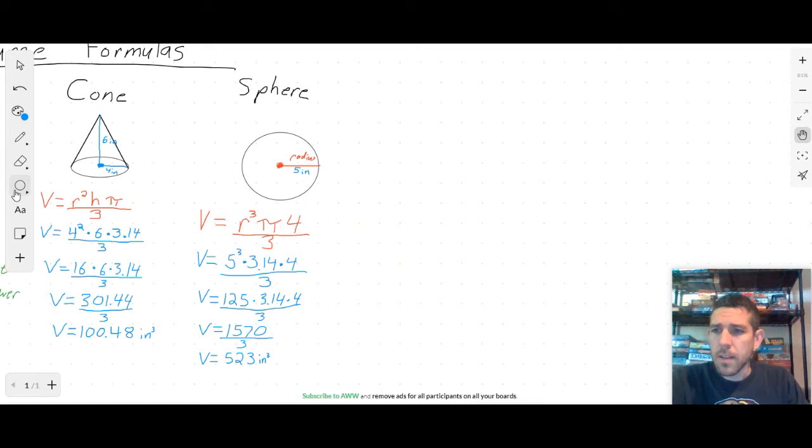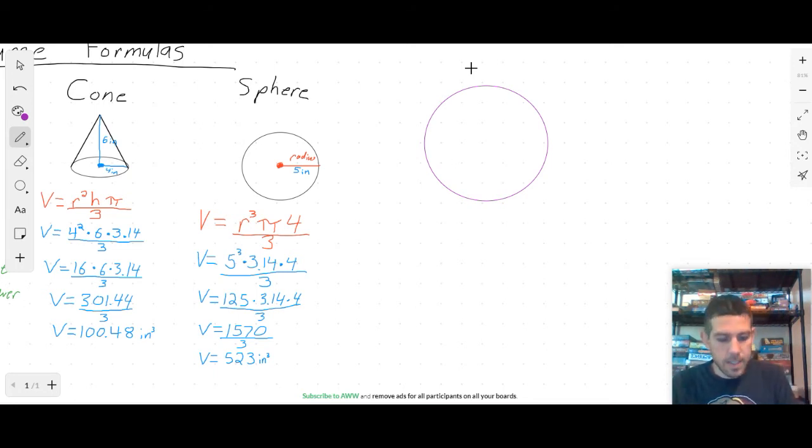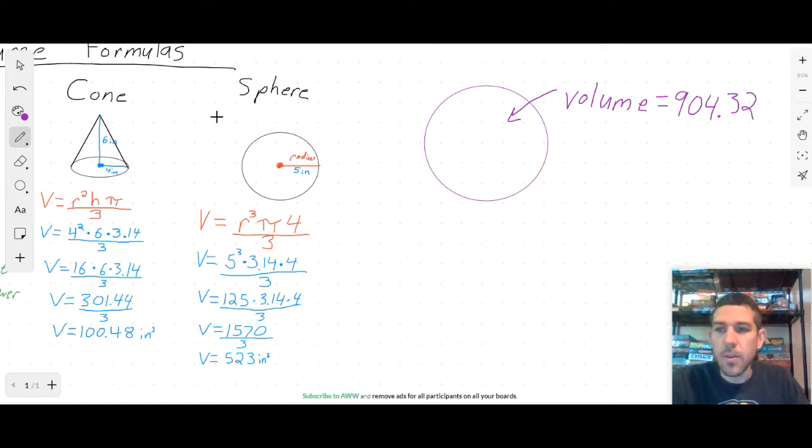So I'm going to go ahead and start over, and this time I'm going to say, what if we have a sphere that instead of me telling you the radius, what if I only give you the volume? Okay, so remember the volume is the entire amount that's in the shape. So in this case, let's say the volume, let's choose, is 904.32.